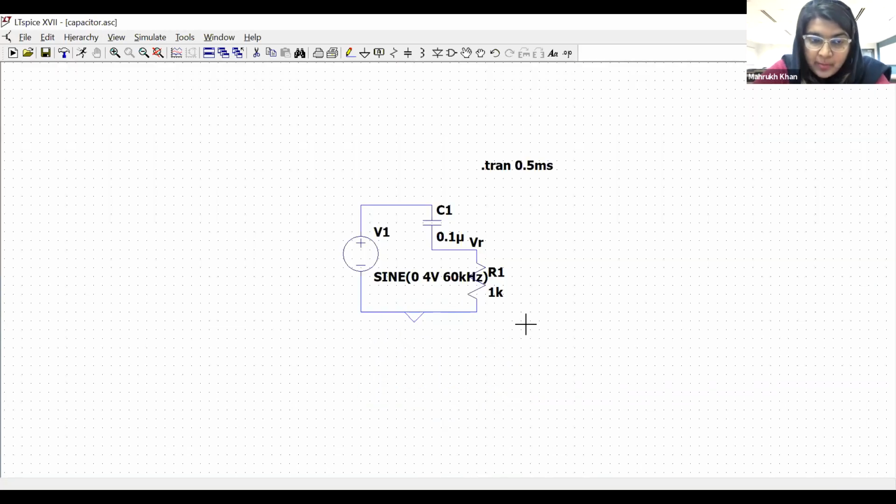I will show the LTSpice. So in LTSpice, this is a high pass filter. For low pass filter, I will switch their places. Why do I have to switch their places? Because I cannot measure the voltage across this, right?